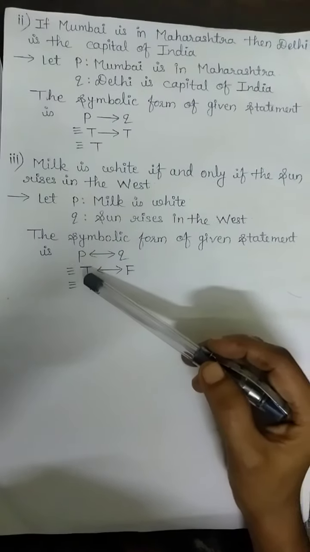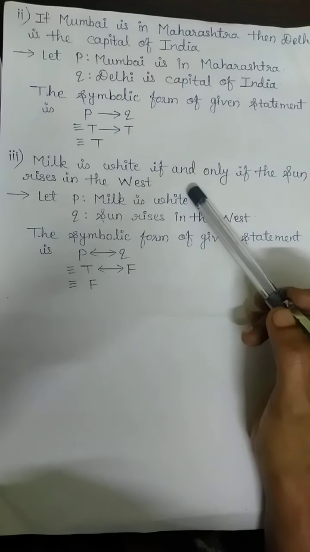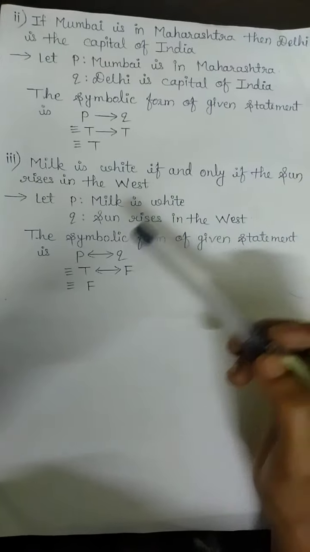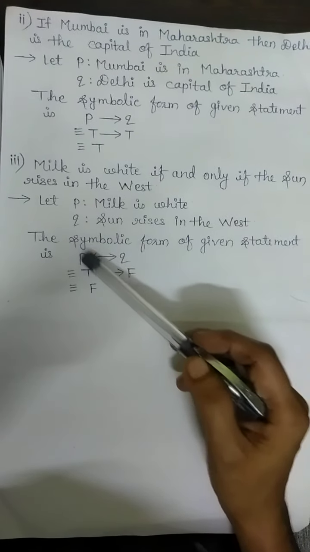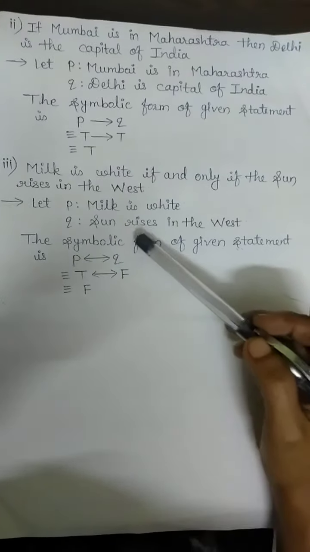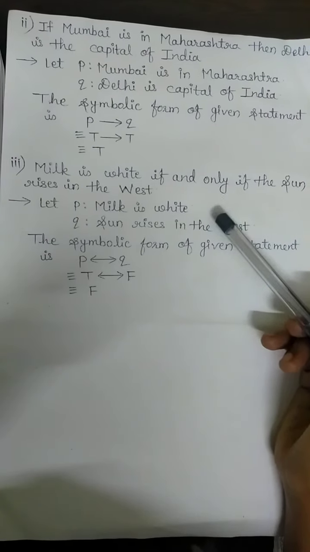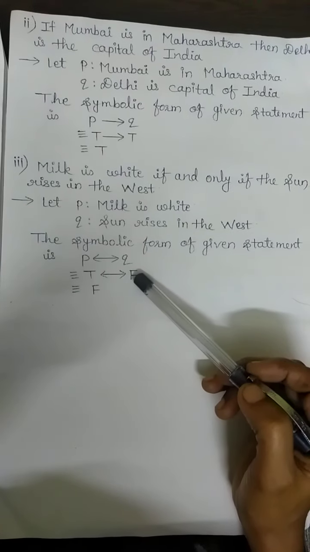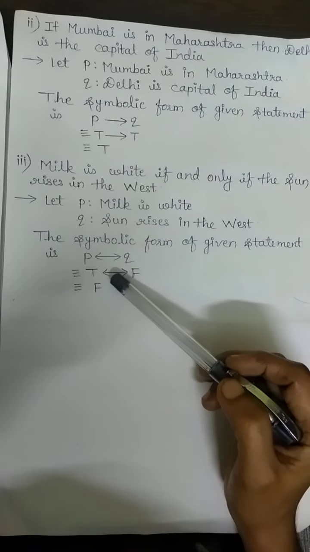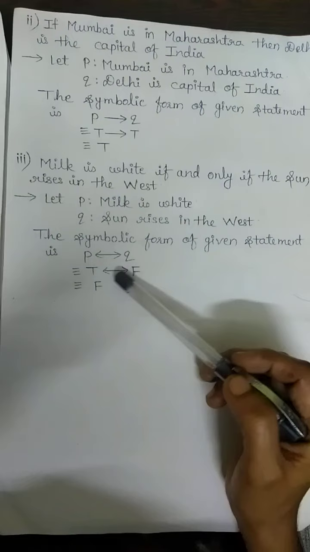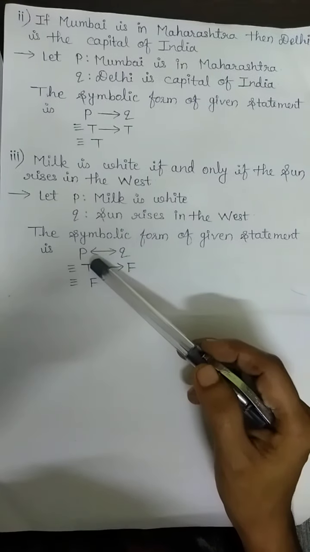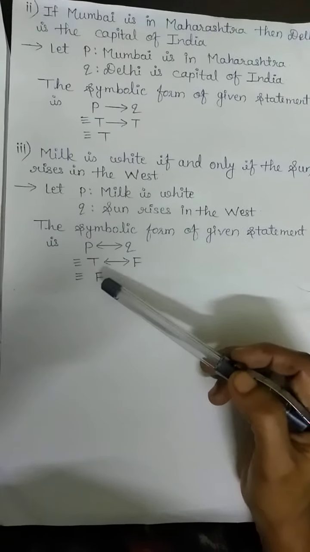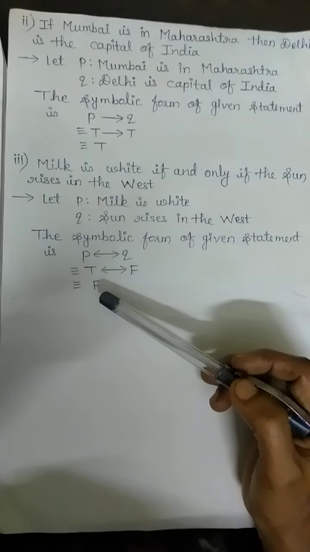Now we will substitute the values of the given statements, whether true or false. Milk is white, yes. So the answer is true, and at the place of P we will substitute T. Then the sun rises in the west, no. That means the truth value for this simple statement is false. Now we will check the truth table of double implication. When the first statement is true and the second is false, then the answer is false, and therefore the truth value of the given compound statement is false.